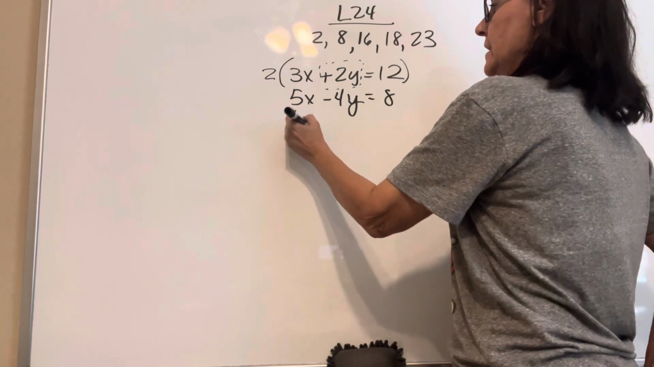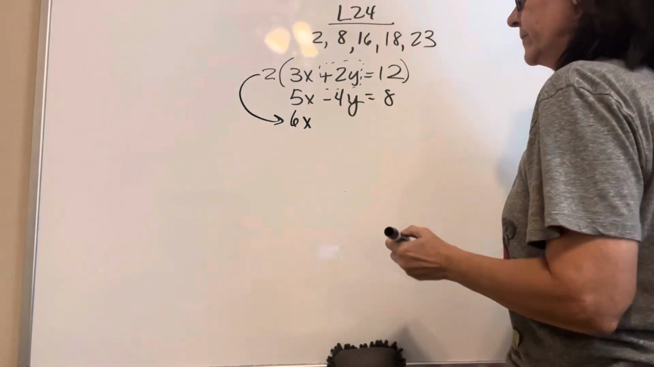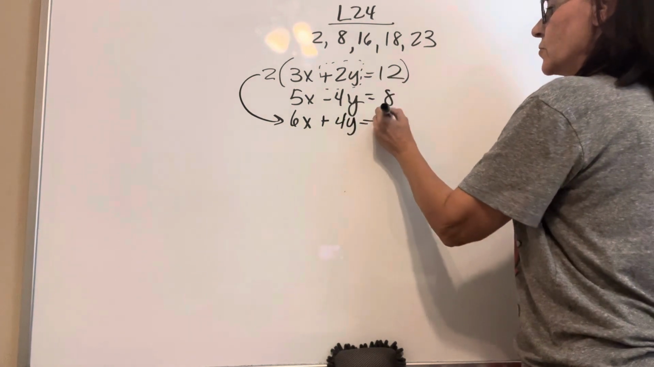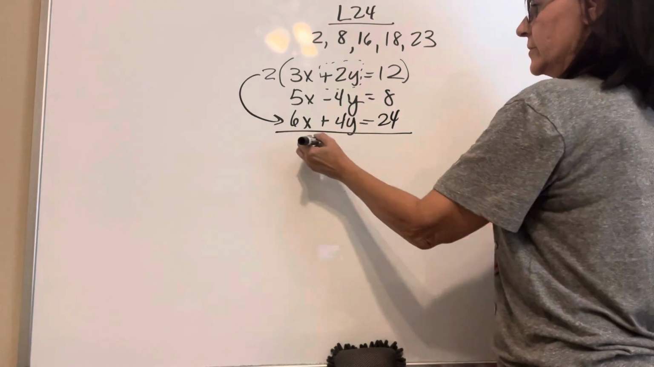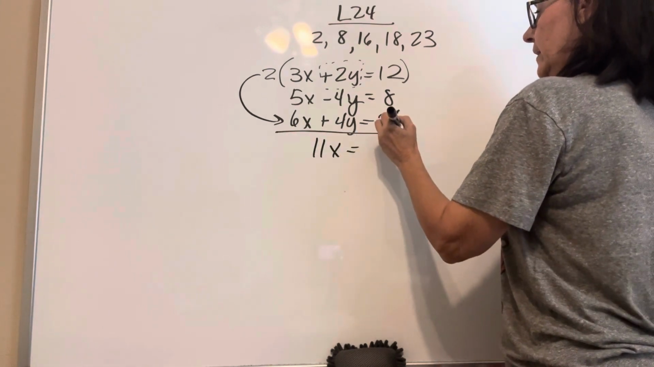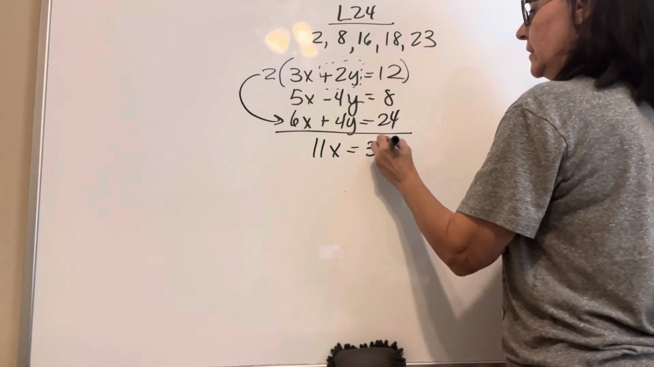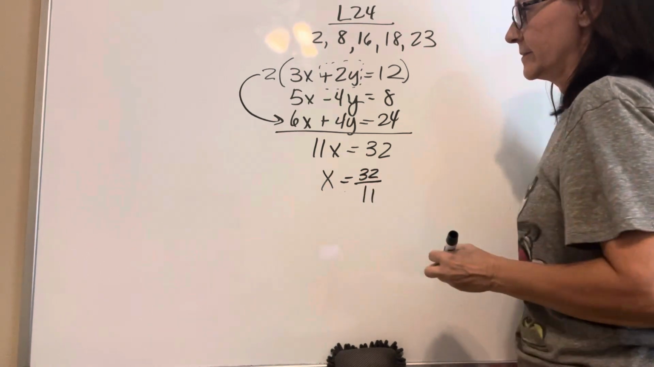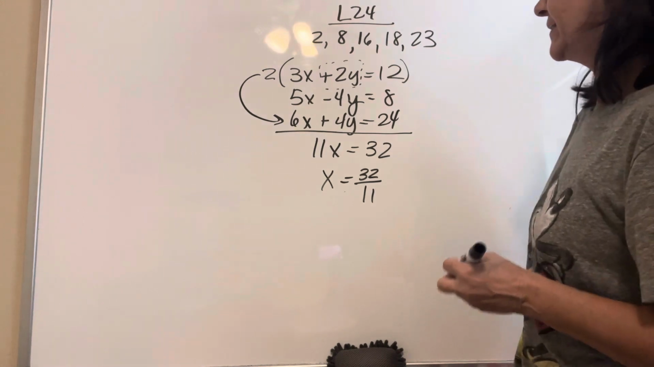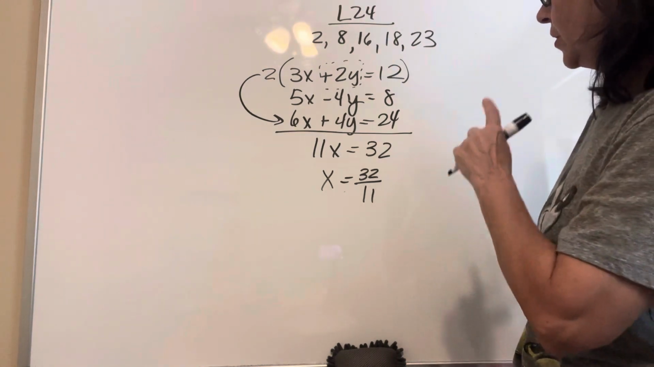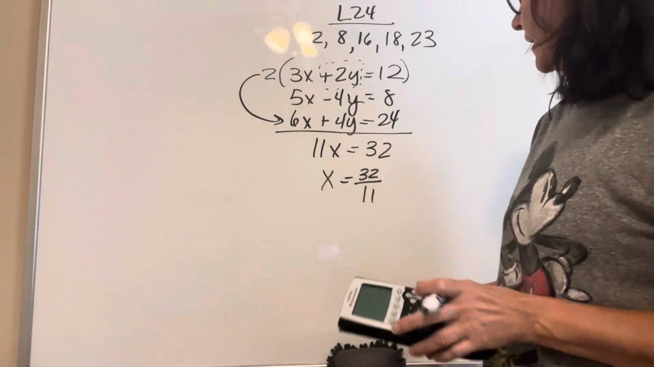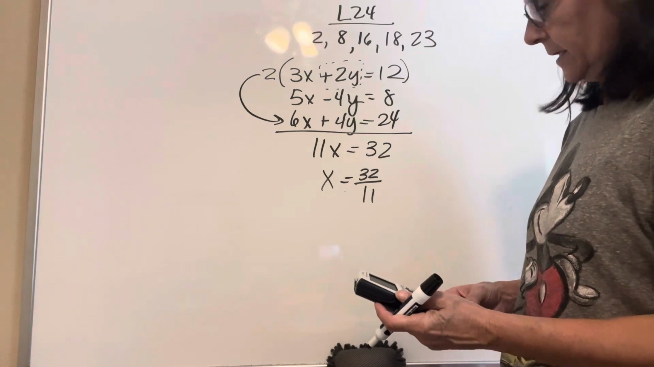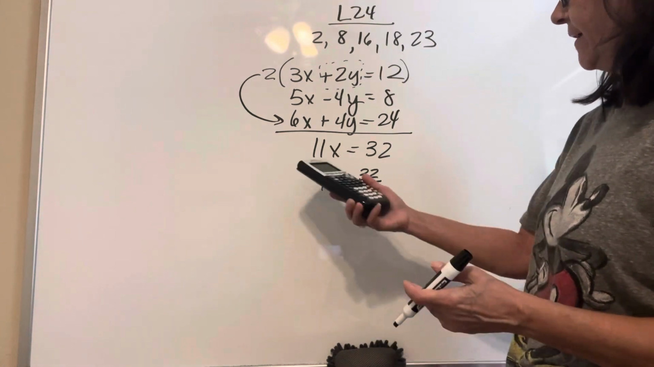So I end up with 6x. When I multiply it by 2, I'm writing the result here. That's positive 4y. 12 times 2 is 24. Now I can add the 2. I end up with 11x is 32. X is 32 elevenths. I don't like that number. 6, 4, 24. 24 and 8 is 32. It is 32 elevenths. That's 11x.